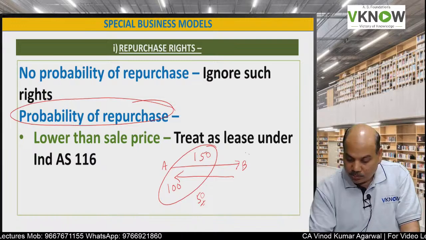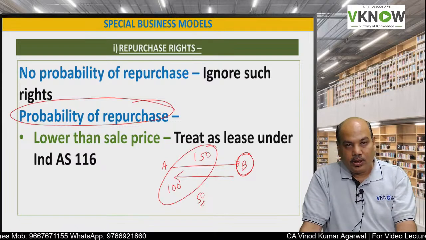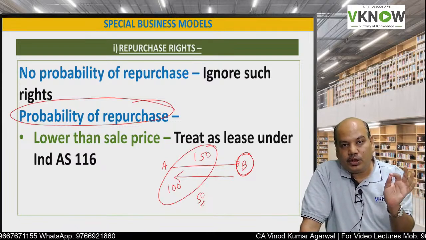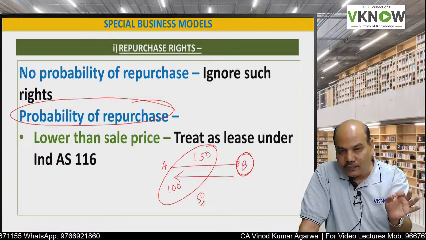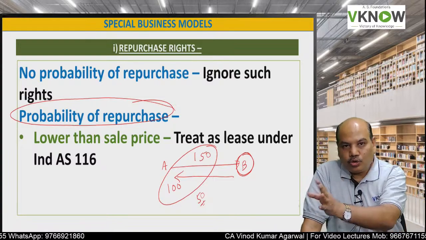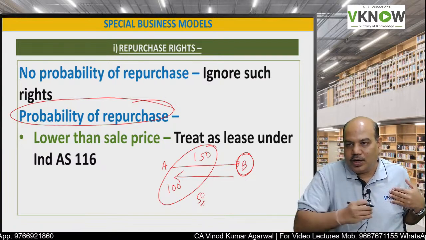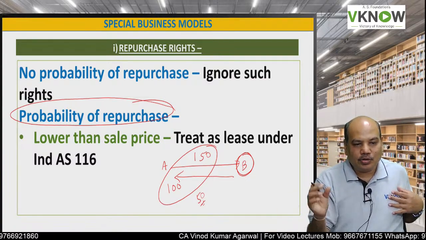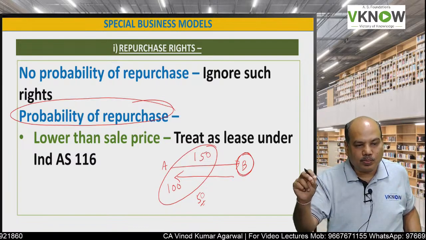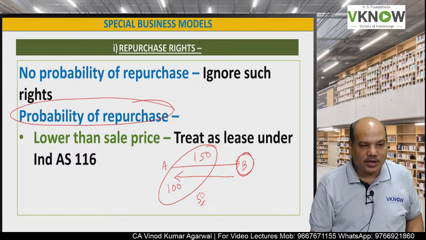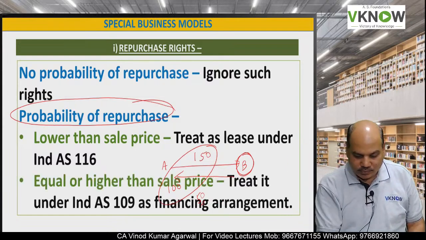So what B is doing, basically, B is paying you 50 rupees for using that asset. A sold to B, B gave 150 rupees. A will give 100 rupees and take the asset back. So B is actually paying 50 rupees for using the asset. Treat it as a lease under IND AS 116.